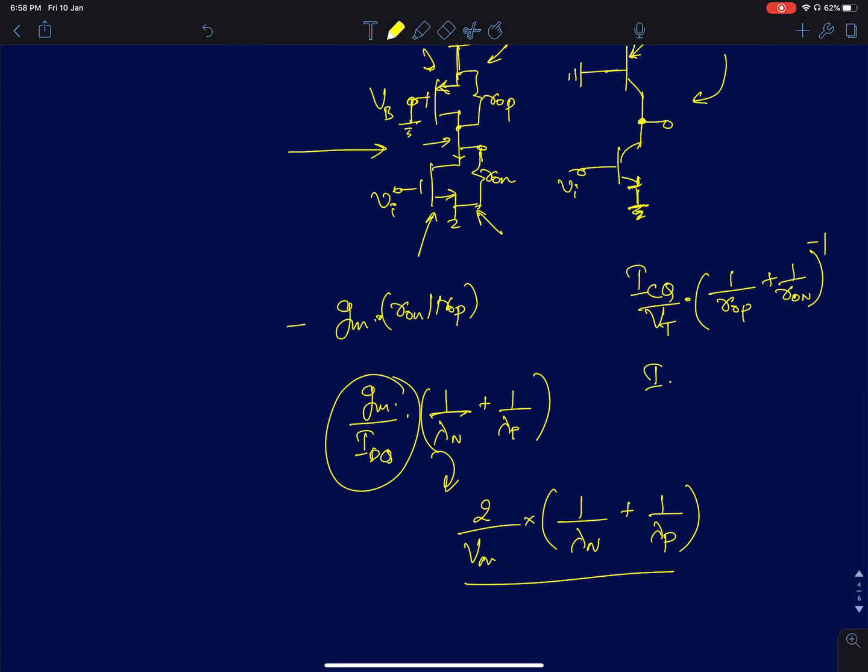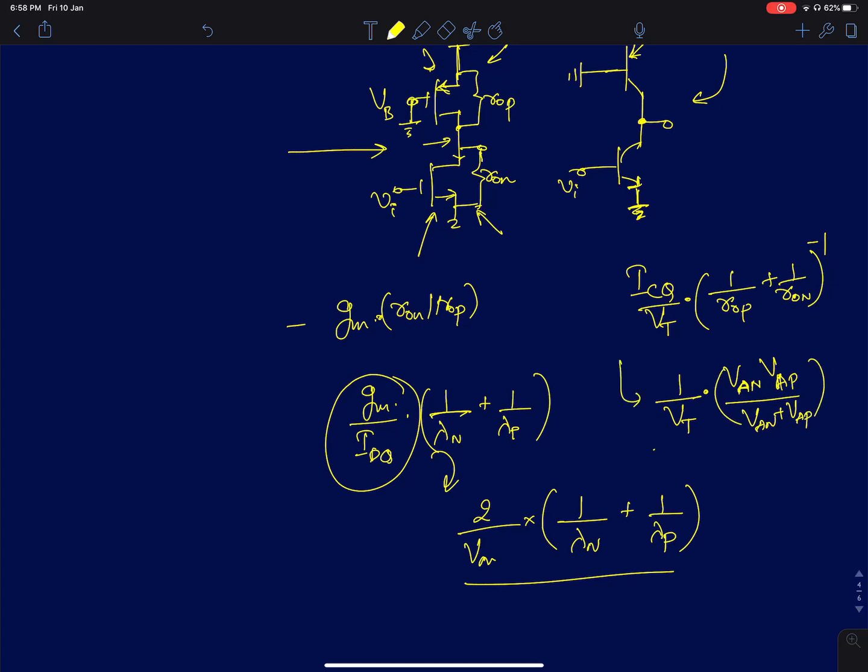You'll be left with, ICQ will be cancelled out, and you will be left with 1 by VT into VAN and VAP by VAN plus VAP. So this is the voltage. This is the expression for gain that you will be getting here.